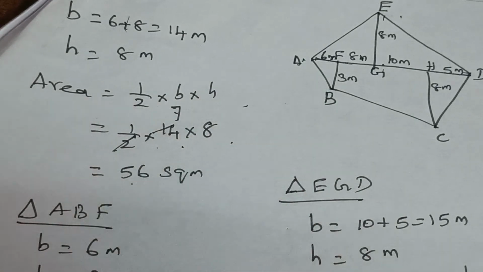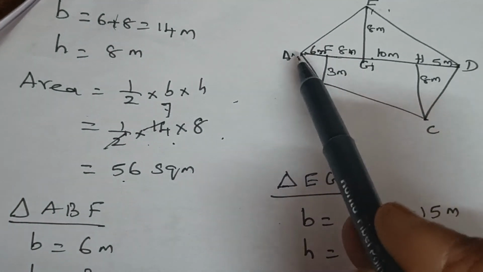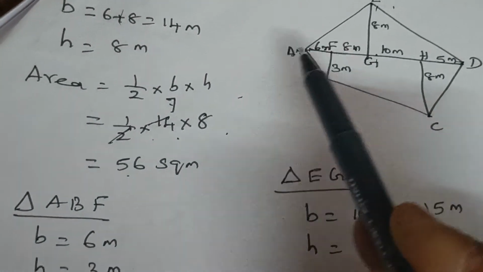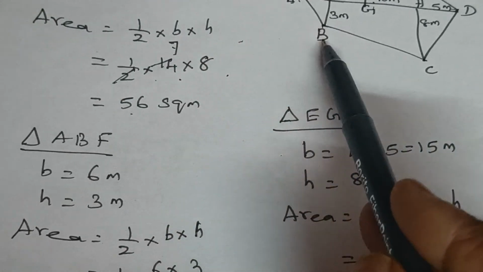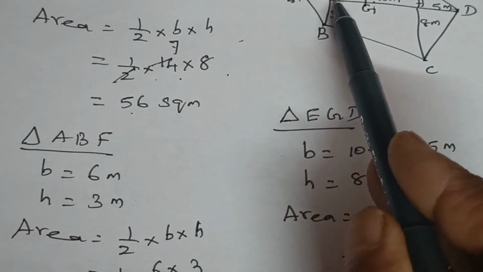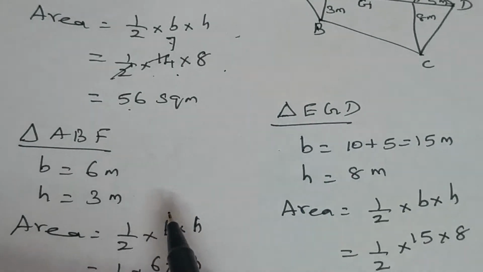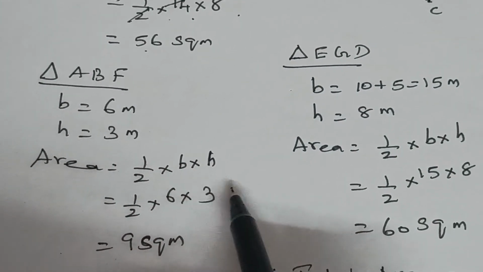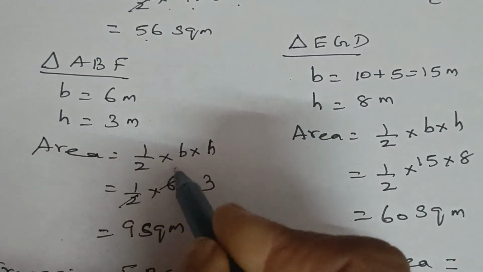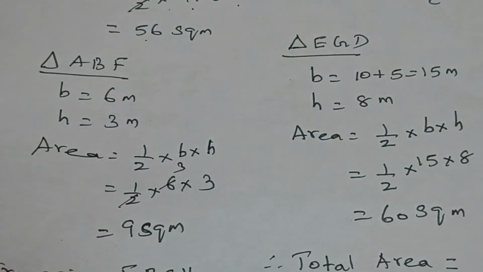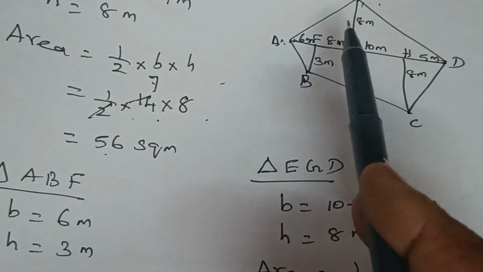7 8s are 56. And second one we'll take ABF. Triangle ABF. What is the base? It is 6. Height is 3. So half into base into height. Half into 6 into 3. You cancel 2 and 6, 3 times. 3 3s are 9 square centimeter. This is square centimeter.